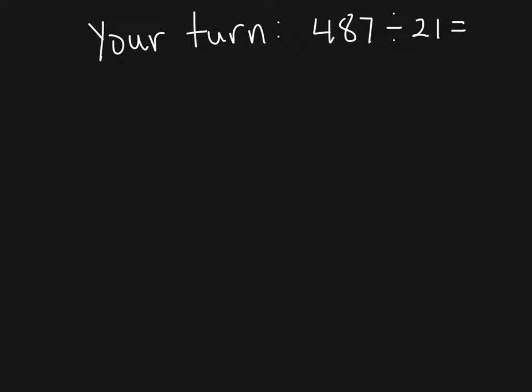Now it's your turn to try one. You're going to divide 487 by 21. Make sure you go through all the steps in the process. First, you will estimate to place the first digit in the quotient. Then you will solve by using the standard algorithm and make any adjustments necessary if your estimate was not correct.